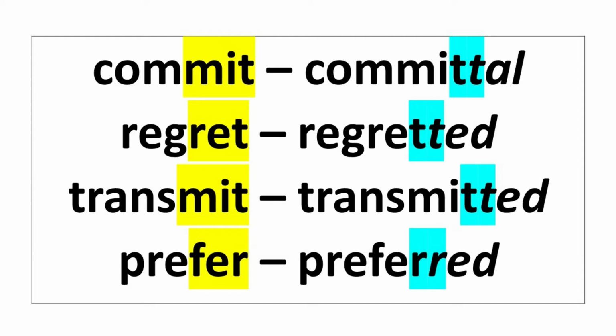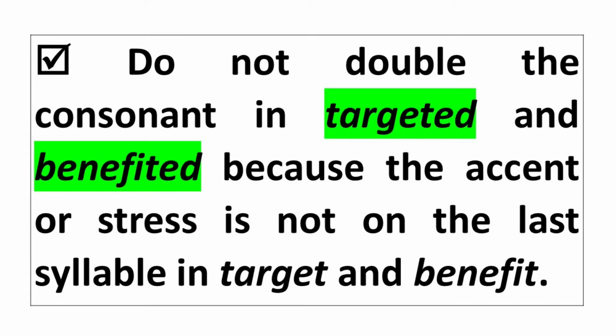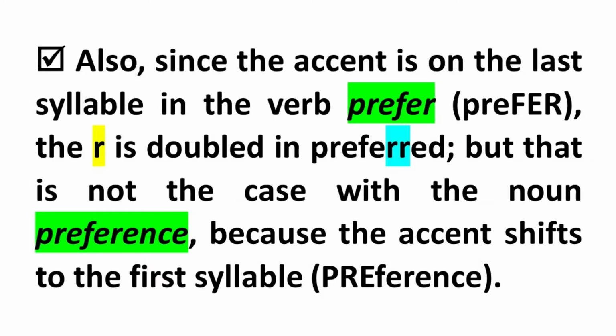The highlighted syllables in yellow are the accented or stressed ones, and those in blue show what happens to the final consonants when a suffix is added. Take note that we do not double the consonant in targeted and benefited since the accent or stress is not on the last syllable in target and benefit. Also, since the accent is on the last syllable in the verb prefer, the R is doubled in preferred. But the case is different with the noun preference because the accent or stress shifts to the first syllable.